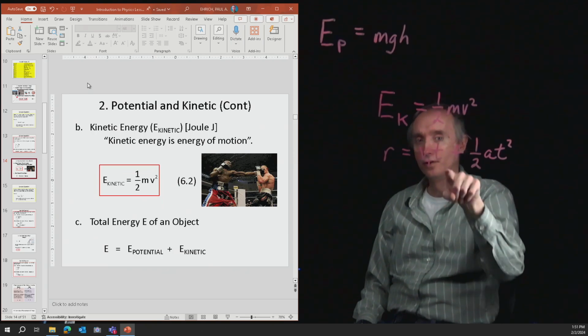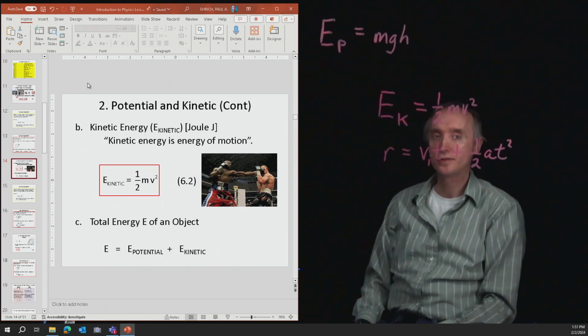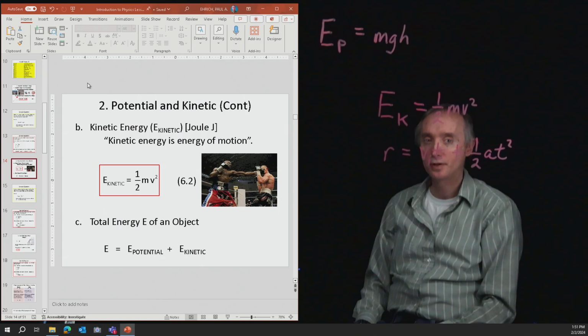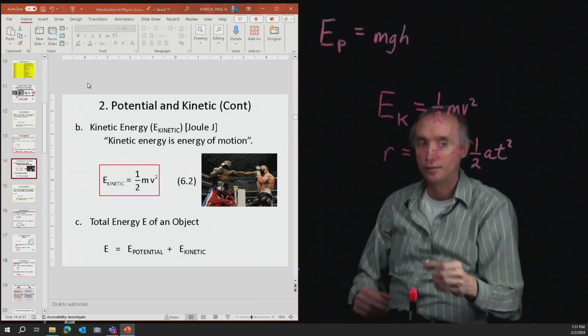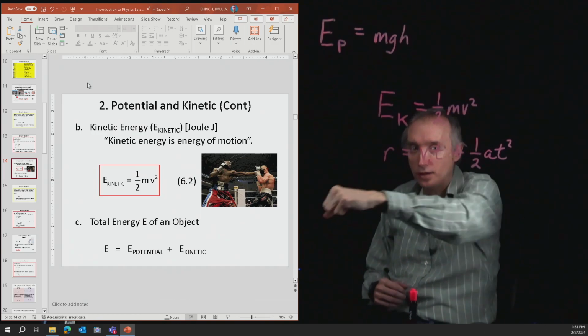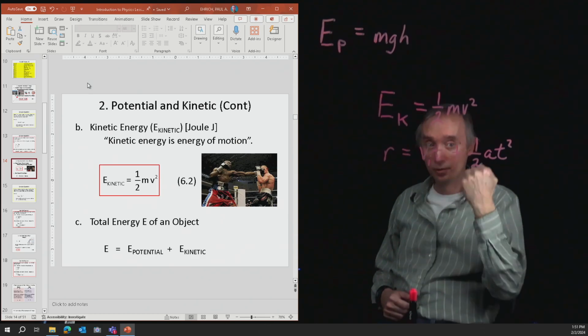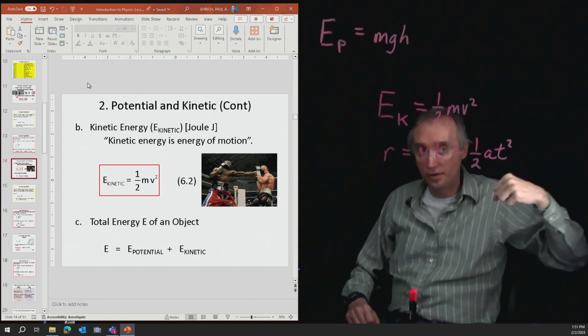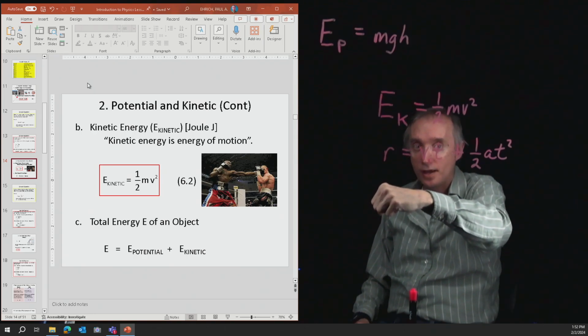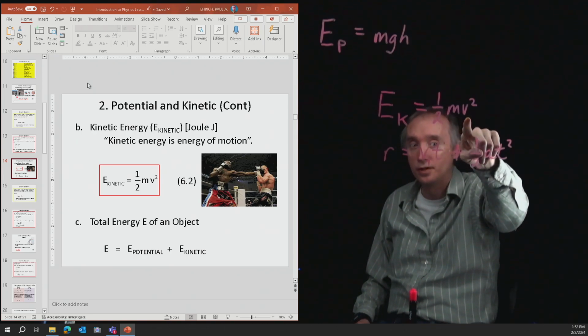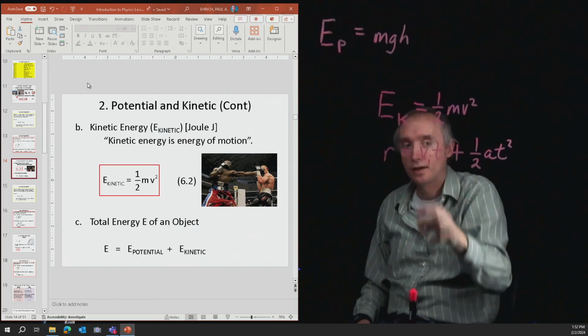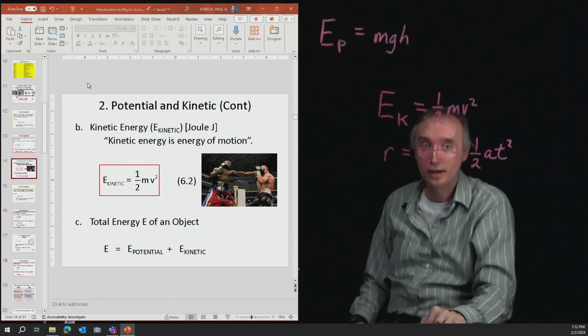So take a look at that picture there. What is it a picture of? It's a picture of a boxer hitting another boxer. When he throws a punch, it has a lot of kinetic energy. Why? What's his fist doing? The fist is moving. So it has a lot of speed, and therefore it's going to have a lot of kinetic energy when it makes contact.